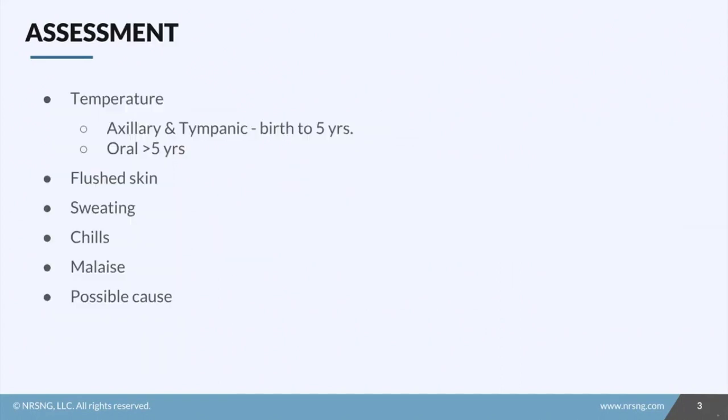Our assessment of a fever really just starts with making sure that we get an accurate temperature. Most of the time, you're going to be taking axillary and tympanic temperatures from birth to 5 years old. From 5 years old, your older patients are going to be able to do an oral temperature quite easily. Just a quick note, always be cautious of taking a rectal temperature because there are a lot of contraindications you need to consider. Our cheat sheet on VitalSign goes over all of the specifics on how to take a kid's temperature, so definitely take a look at that if you need a refresher.